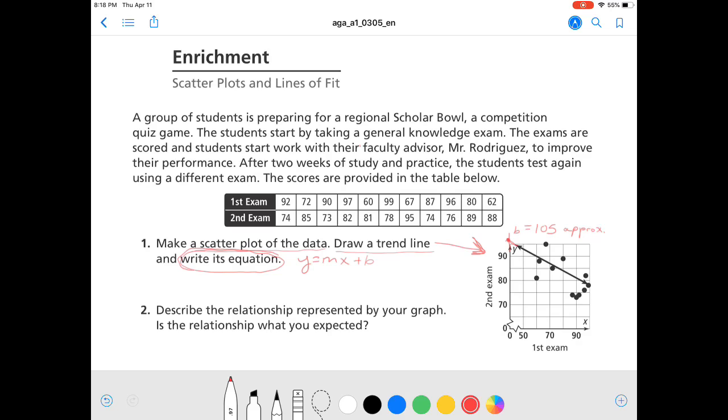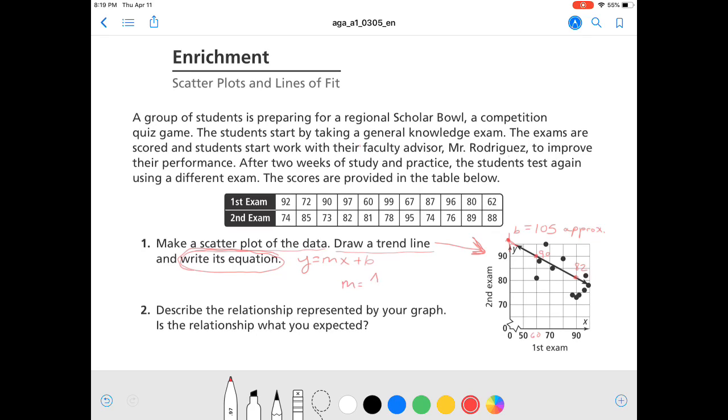Now we need to find our slope. To find the slope, we need to pick 2 points on the line. I like to try to pick points that are near the grid lines because it's a little bit easier for me to see where the point is, but you can pick any 2 points on the line that you want. So on the grid lines of this point that I drew, my x is going to be 60, and my y is going to be 90. Those are my coordinates for that point. Then I'm going to go over here to my y value of 82 and my x value of 90.